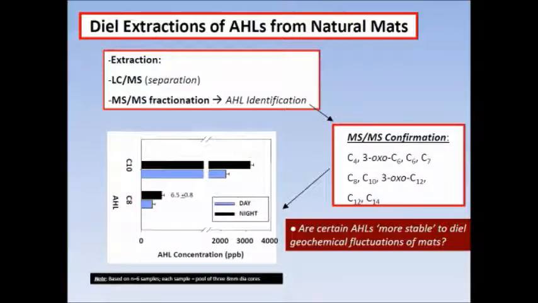When we extract the signals over a day versus night, as shown in this graph, the nighttime in the black bar, the daytime in the blue bar, we see significant differences in their concentrations. And this is likely due, or in part due, to photosynthesis. The pH of these mats is very high during the day due to net photosynthesis, and this produces an alkaline pH, of course, and that is destructive to the AHLs.